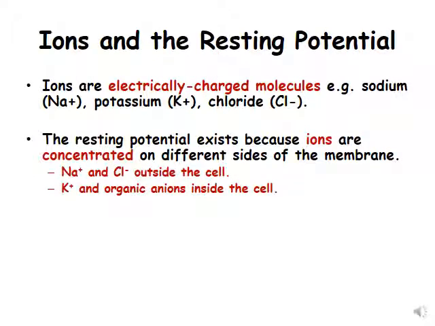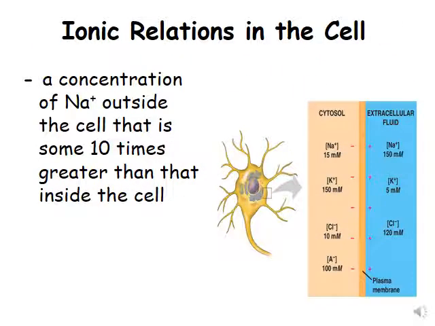Ions are electrically charged molecules. For example, sodium Na+ and potassium K+ are positively charged, and chloride Cl- is negatively charged. The resting potential exists because ions are concentrated on either side of the membrane, where Na+ and Cl- are outside the cell, and K+ and other organic anions are inside the cell. For example, the concentration of Na+ outside the cell is 150 millimolar, while inside the cell Na+ is 15 millimolar. It's about 10 times greater.